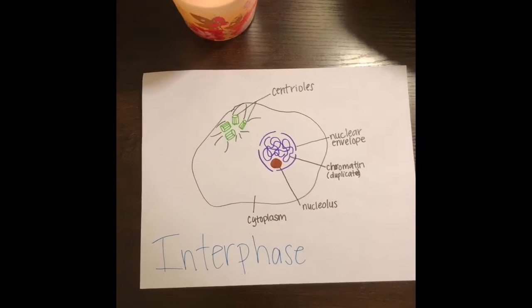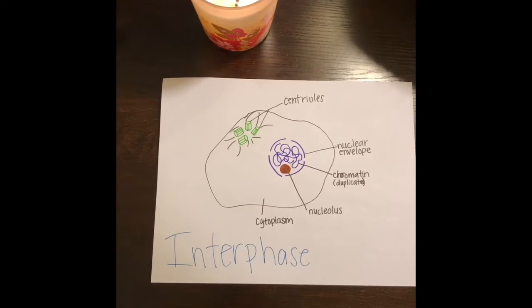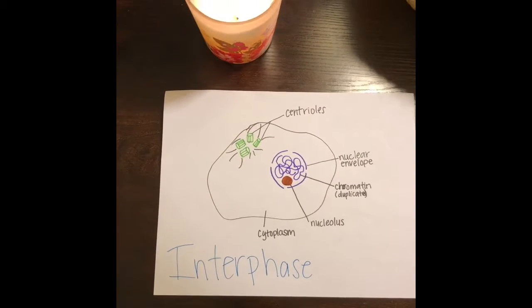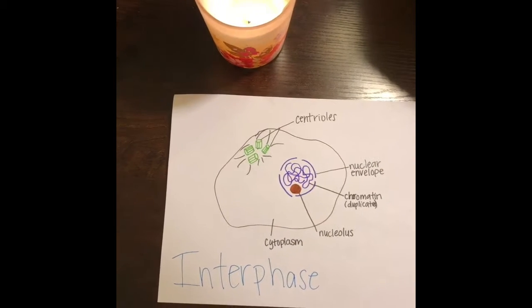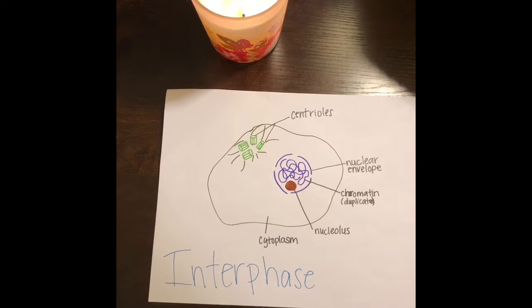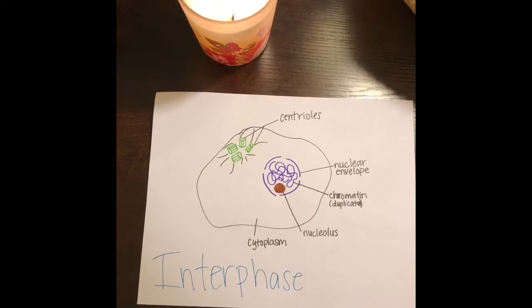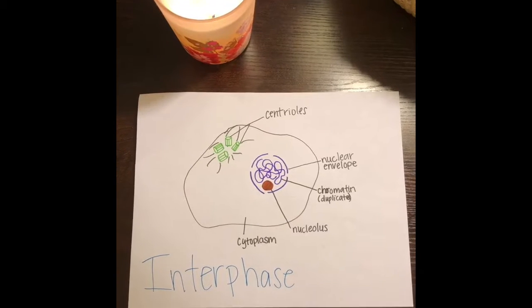Now that we have learned about each phase, let's do a little review. First, let's start with interphase. Interphase has the G1 phase, the S phase, and the G2 phase. In the G1 phase, there's rapid growth and metabolic activity and centriole replication. At the G1 checkpoint, if the cell has not completed those requirements, it does not further the process.